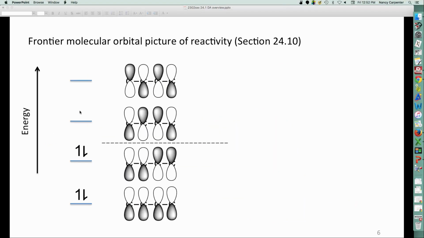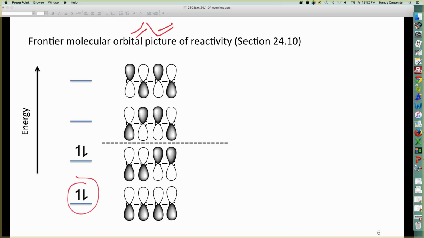All right, let's look at it in a little bit more gory detail. Here is what we learned in chapter 14, the molecular orbital diagram for a diene. We'll say this is butadiene. Basically there's 4 electrons in my pi system, so I have 4 p orbitals. Here are my 4 electrons. So we know these 4 molecular orbitals.